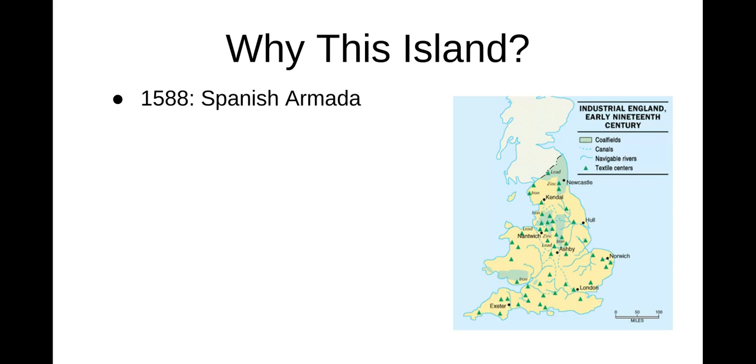1588. Remember, Spain is really the first European power to take over large swaths of South America and Central America, Mexico, and the Caribbean and other places. Well, Spain was hugely powerful throughout most of the 16th century. And in 1588, the Spanish send an armada to England.